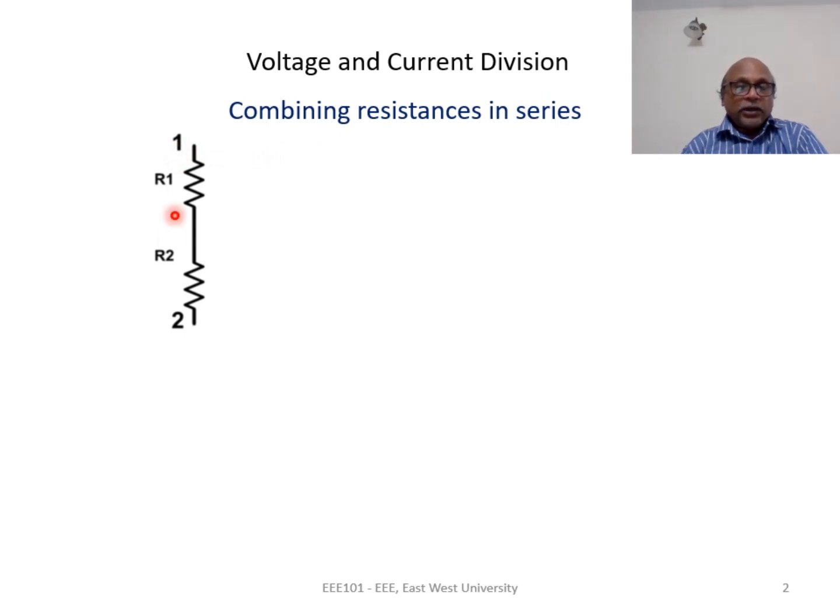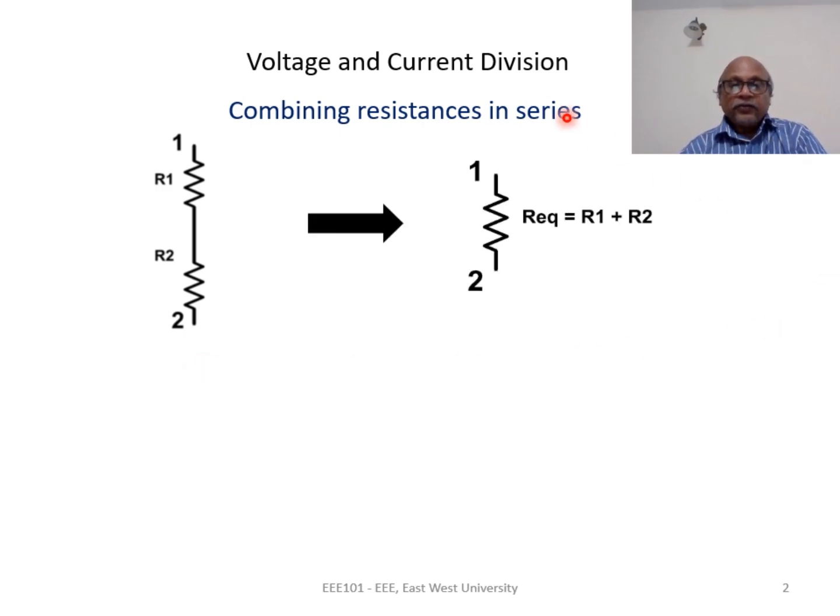We have two resistances R1 and R2 connected in series between node 1 and node 2. We want to replace them by a single equivalent resistance Req between the same two nodes. Then Req is equal to the sum of the two series resistors.